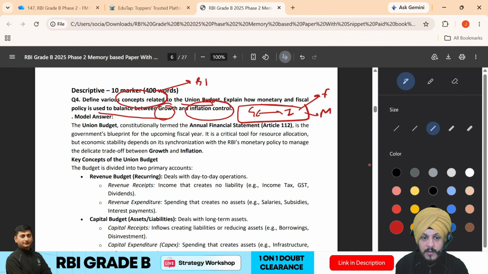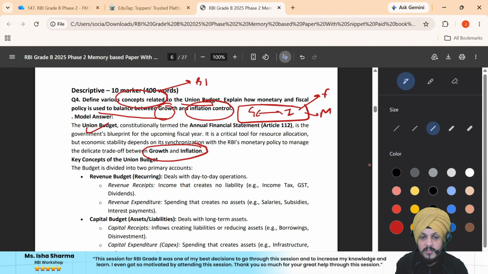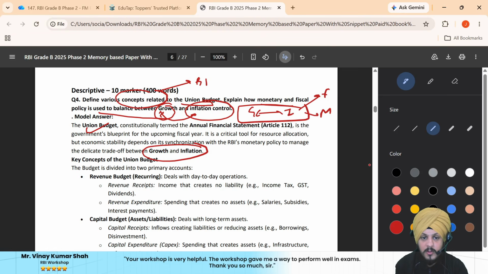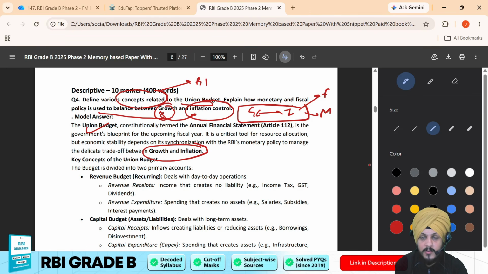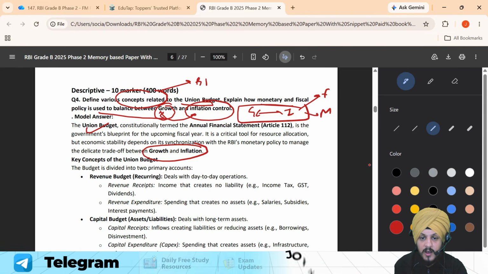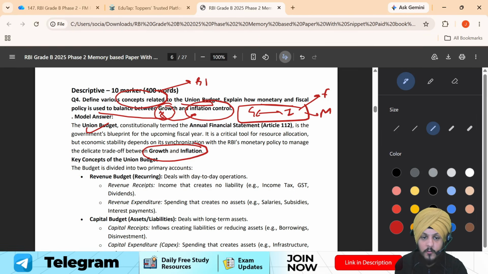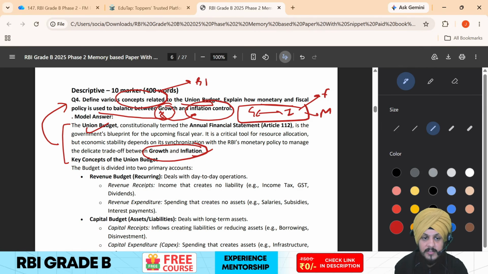Firstly, you can begin with the union budget, and over here you can also touch on this growth and inflation part, because this is something that is written as a part of your question, where it is asking about the balance between growth and inflation. So the union budget, constitutionally termed the annual financial statement in article 112, is the government's blueprint for the upcoming fiscal year. It is a critical tool for resource allocation, but economic stability depends on its synchronization with the RBI's monetary policy to manage the delicate trade-off between growth and inflation, right? So a short introduction could be there that is relevant to your question.